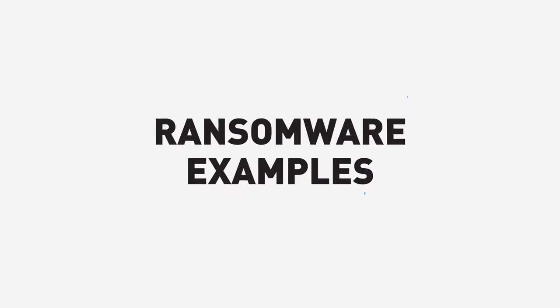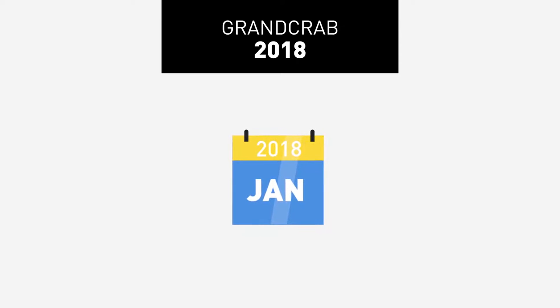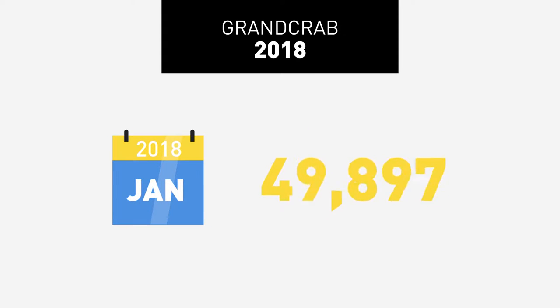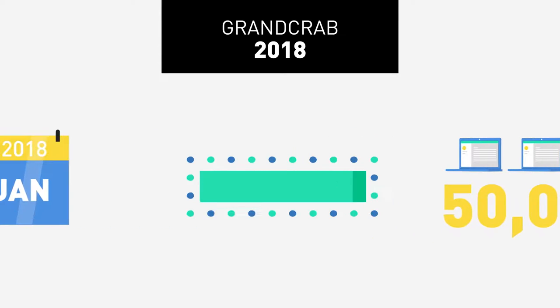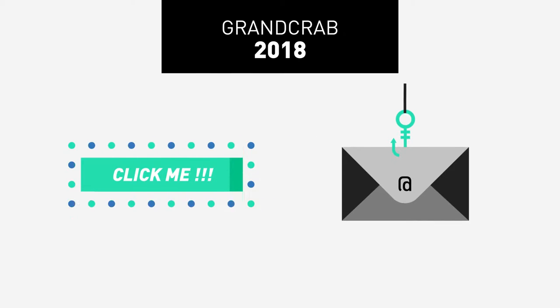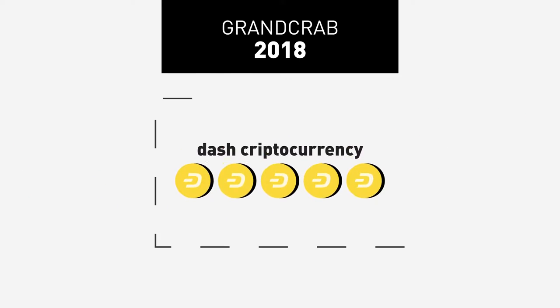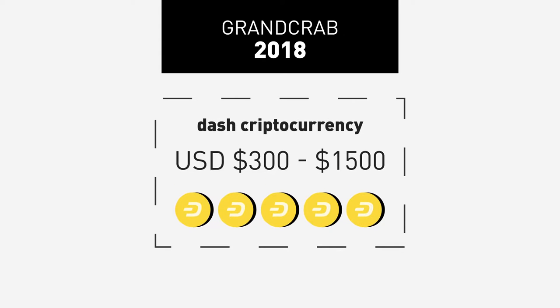A few ransomware examples. GrandCrab 2018. First seen in January 2018. The ransomware made over 50,000 victims in less than a month before being disrupted by the work of Romanian authorities along with Bitdefender and Europol. GrandCrab was spreading through malvertising and phishing emails and was the first known ransomware to demand a ransom payment in Dash cryptocurrency. The initial ransom varied from $300 to $1,500.